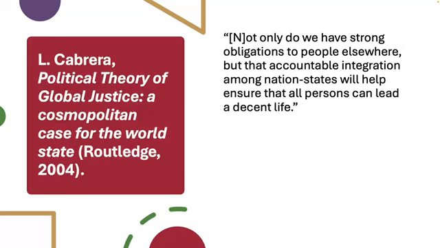So in the political theory of global justice, Luis Cabrera makes a very good point. They say that not only do we have strong obligations to peoples elsewhere, but that accountable integration among nation states will help ensure that all peoples can lead a decent life. This seemingly presents not only a position of global justice that gives us a normative framing, the idea that we do have obligations and ought to act in a way that provides for justice for those who don't live in the same country as us, but also that the integration among nation states is what we need to ensure that we actually fulfill our obligations as people to other peoples elsewhere.